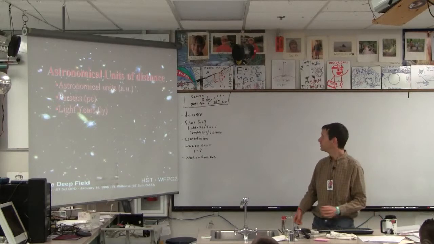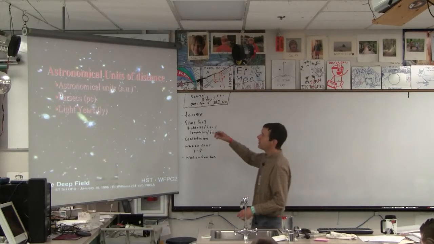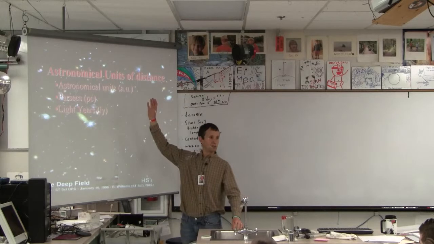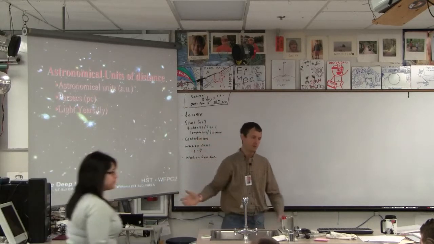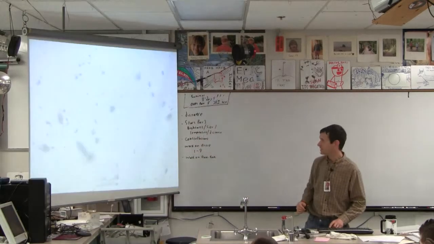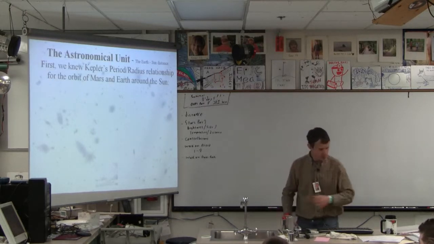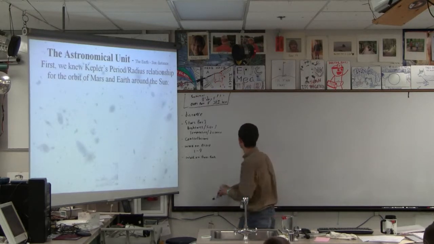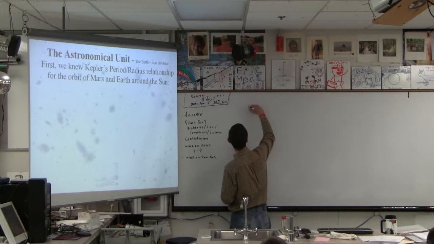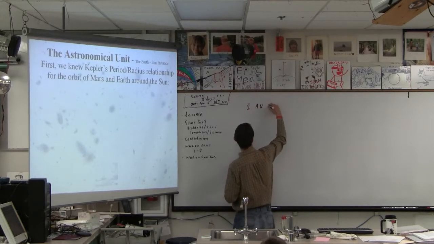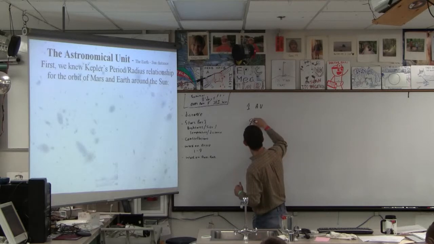By the time we're done here, I want you to be familiar with not necessarily how we measure distances, but just the units that people use to measure distances for astronomical things. So the first unit is an astronomical unit, 1 AU, which is the distance from the Earth to the Sun.